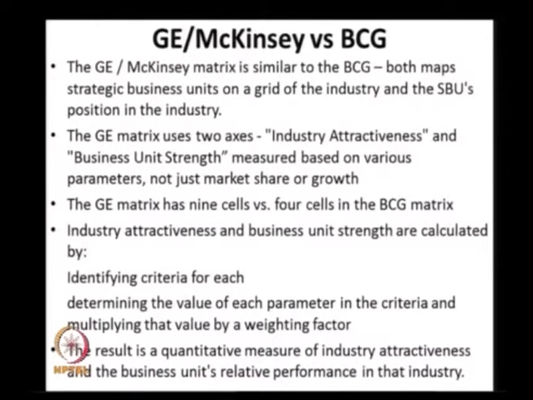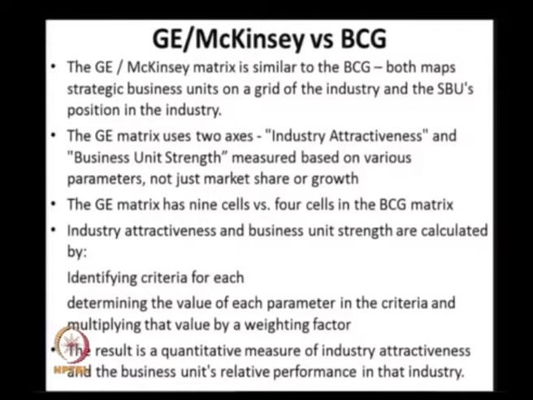In the BCG matrix, we used just the relative market share and the market growth, whereas in the GE McKinsey matrix, the industry attractiveness and the business unit strength are measured on various other parameters, which I will be giving later. In BCG, you just have 4 categories, whereas in the GE matrix you have 9 cells. Now, the industry attractiveness and the business unit strength in this matrix are calculated and quantified. We give a value to this. Now, how do we do this?